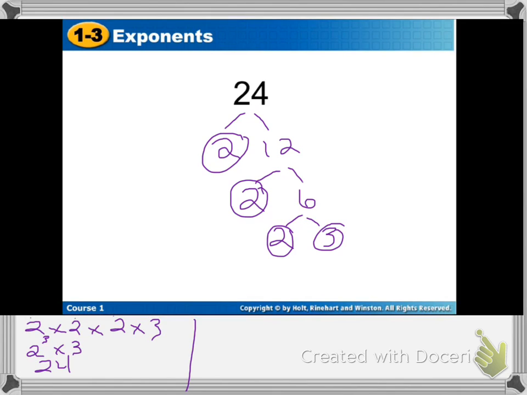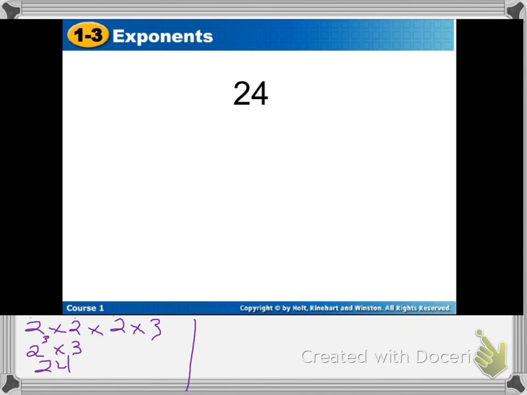Now, I want to show you how, for each number, it's not going to matter where you begin with your tree. You can start with any multiplication fact that you know gives you that number, and you're still going to get the same prime factorization. And I'm only going to show you this on one problem. So let's say that instead of starting with 2 and 12, you decided to start with 6 and 4, because 6 times 4 is 24.